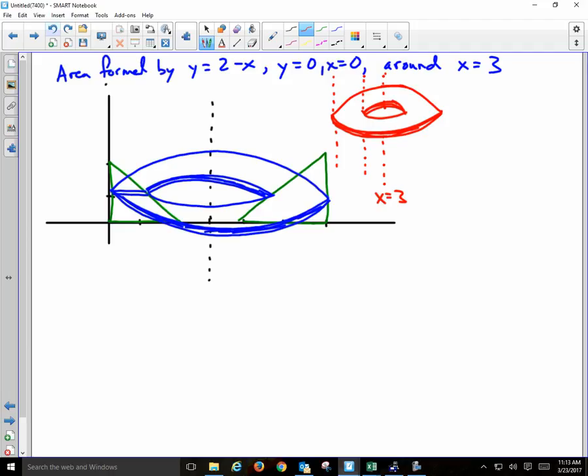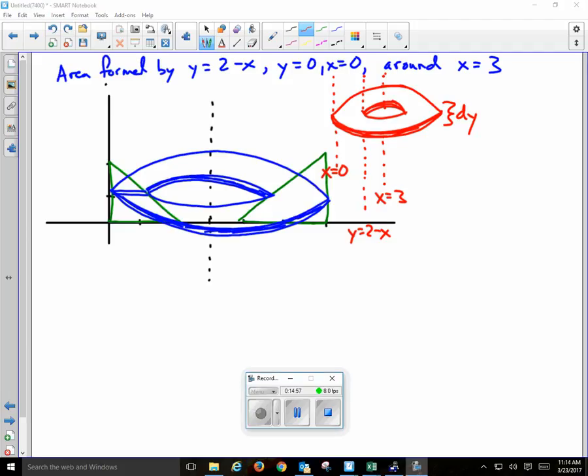Okay. What makes up the outside of the washer? It's x equals 0, right? And then the inside of the washer is your y equals 2 minus x. What's the thickness? The y-line. Go get some brain food. We'll polish that off and call her good.